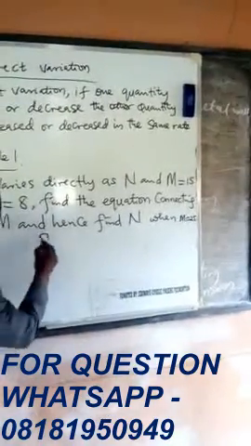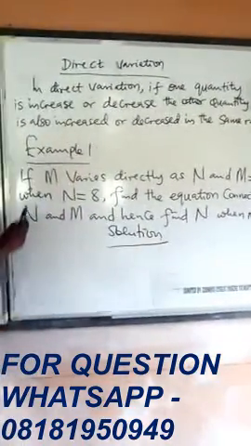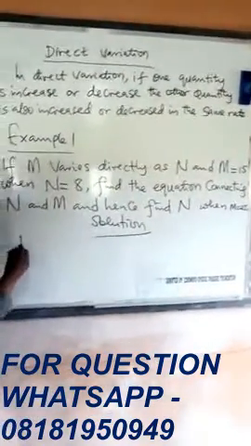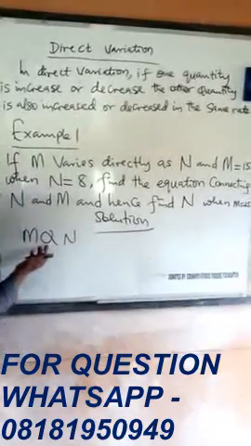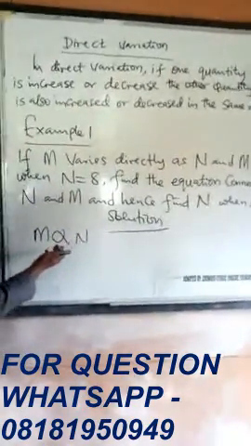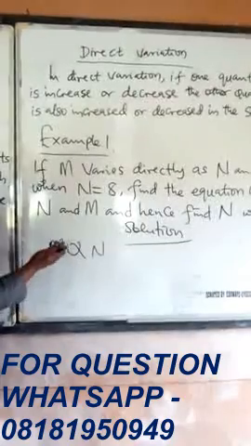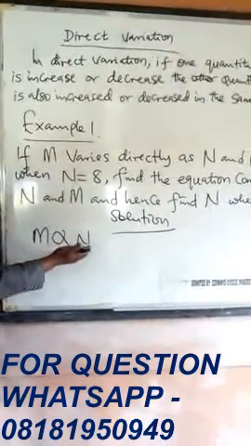Now, to solve this, look at the question. M varies directly as n. That is, m varies directly as n. This sign, we call it variation sign or proportionality sign. So this is an example of direct variation. M varies directly as n.